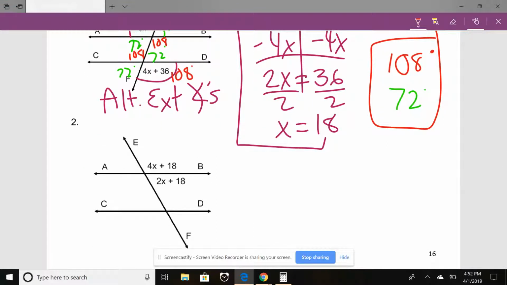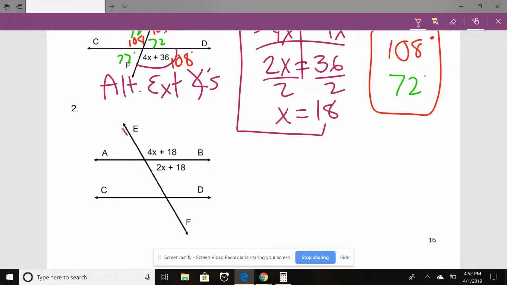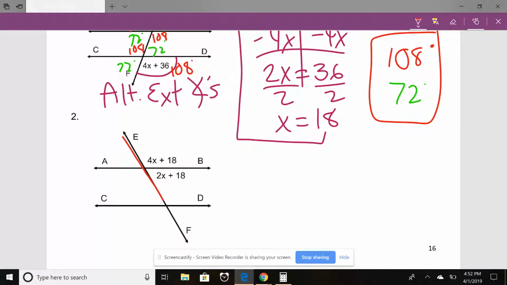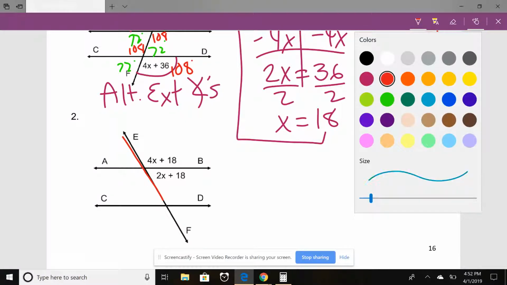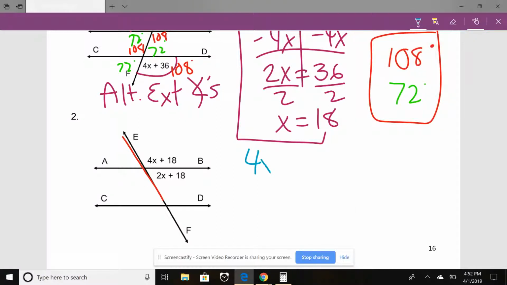We have two angles that are on a line. So instead of setting them equal to each other, we're going to add them to 180. So we have 4x plus 18 plus 2x plus 18 is 180.